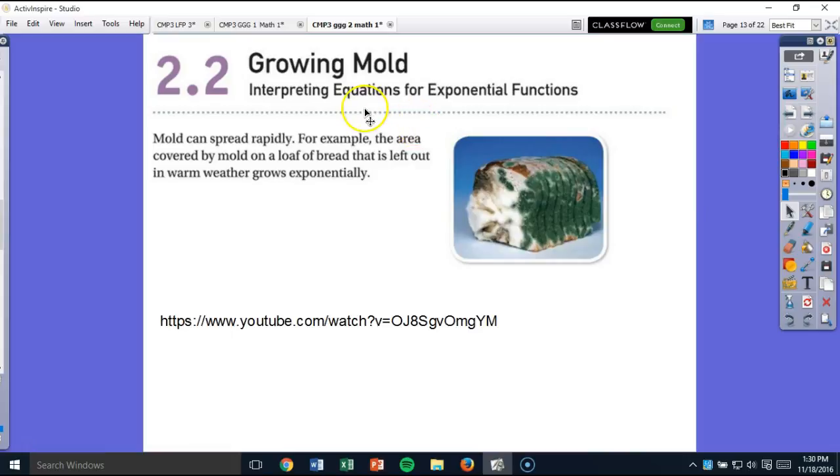So 2.2 is growing mold. Yummy. Interpreting equations for exponential functions. So as some of you may know, mold can spread rapidly. For example, the area covered by mold on a loaf of bread that is left out in warm weather grows exponentially. Yuck. So let's take a look at some mold growth.